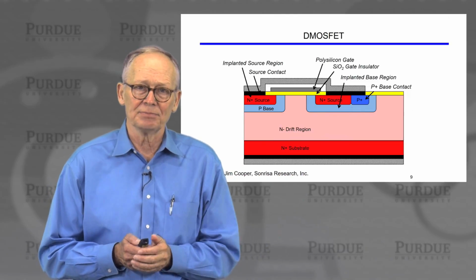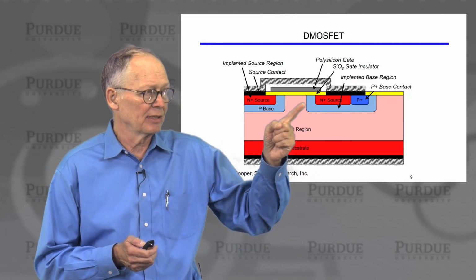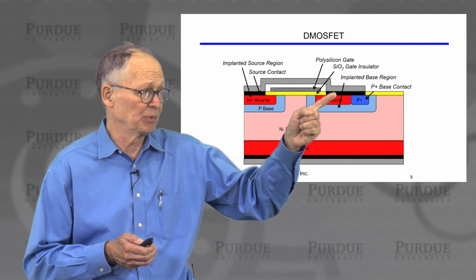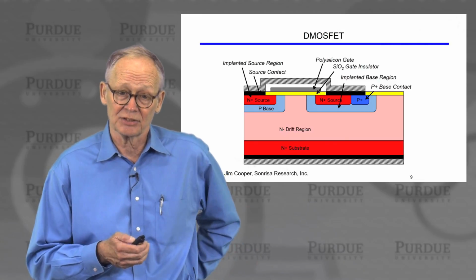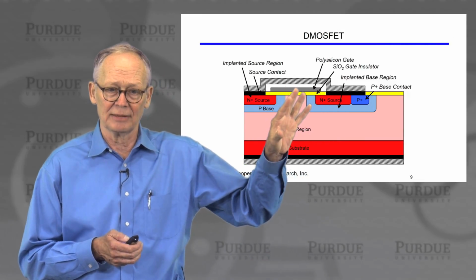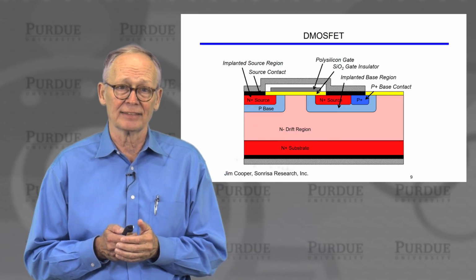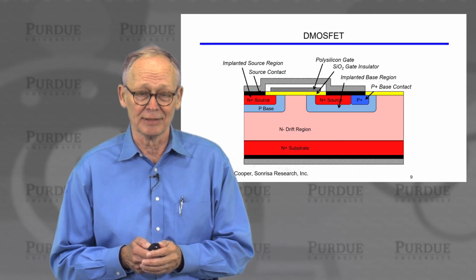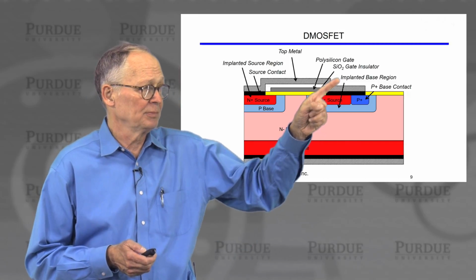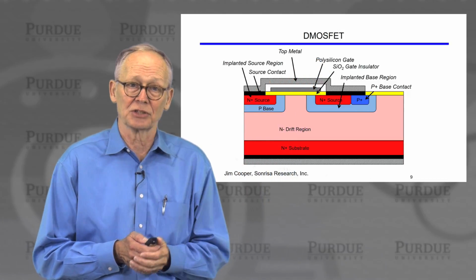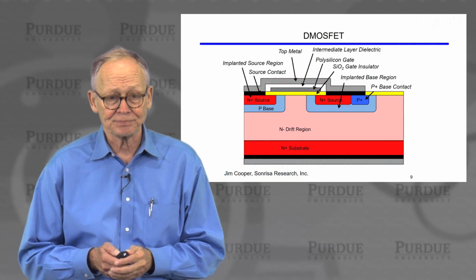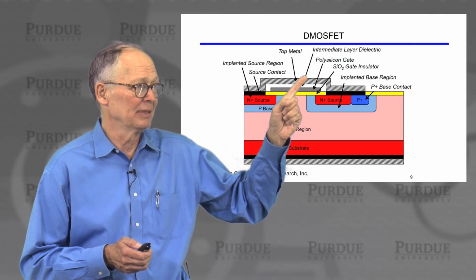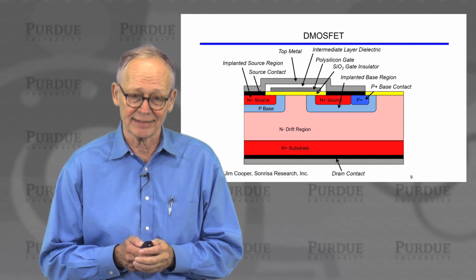We also have a contact. On these, we typically short the source to the P-type substrate. This P-type region is like the substrate of an N-channel transistor, and that source is shorted. One of the things that does is it prevents a parasitic bipolar transistor from turning on when we don't want it to turn on. There is a top metal which goes over so that both of these source regions are shorted together and connected in parallel. There is an intermediate dielectric here which just makes sure that top metal layer doesn't short the gate itself.